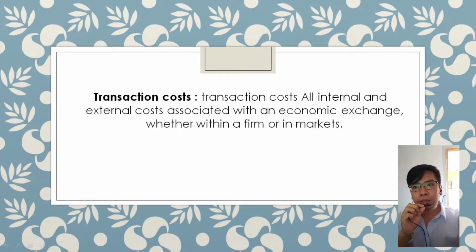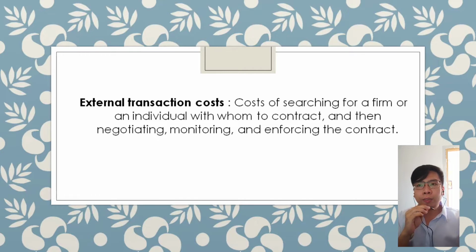The notion of transaction cost shows the respective internal transaction costs within firm A and firm B, as well as external transactions that occur when firm A and firm B do business with one another. Next is external transaction cost. These are the costs of searching for a firm or an individual with whom to contract, and then negotiating, monitoring, and enforcing the contract. When companies transact in the open market, they incur external transaction costs.